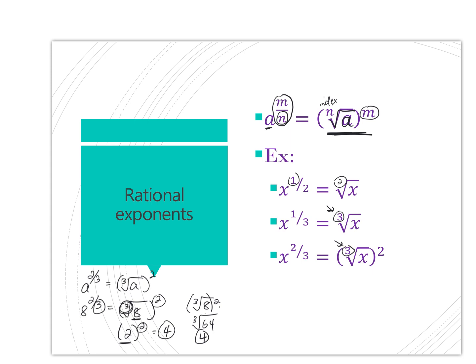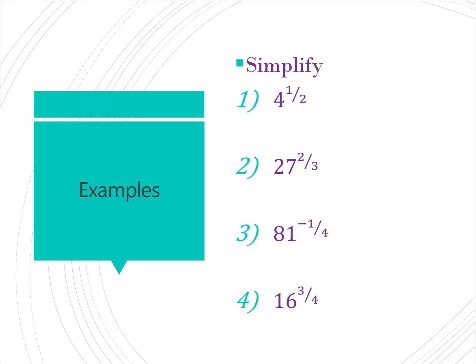And again, notice that this 1 here, it's like taking the whole thing to the 1/1 power, but since anything to the first power is itself, it's kind of unnecessary to write when something is to the first power. Notice in this last one, x to the 2/3 power, that means the cube root of x, and then the whole thing squared. So let's just do some examples and see how this works out, okay?